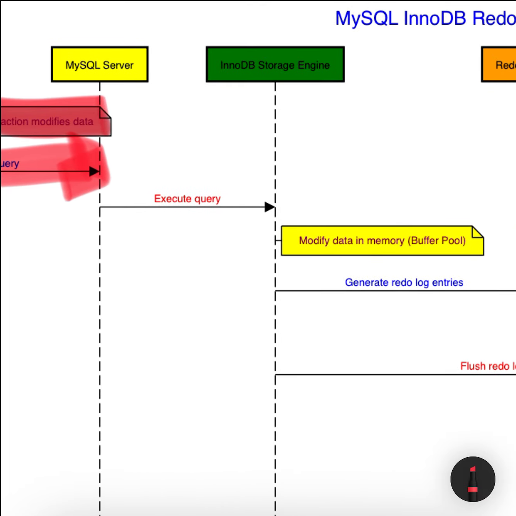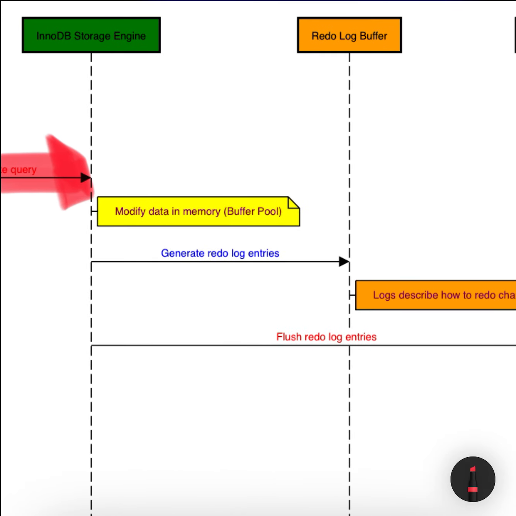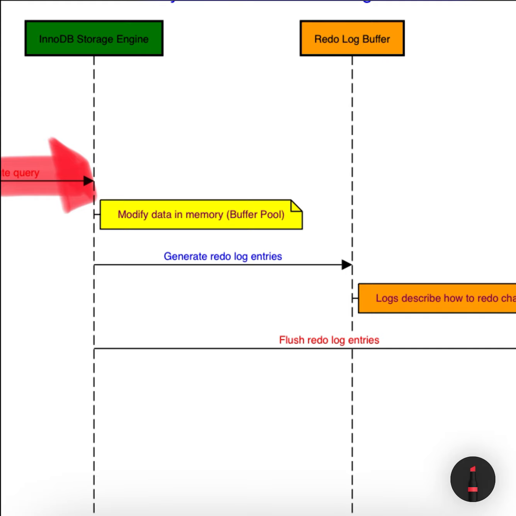Step 2. Query execution. The MySQL server processes the query. It passes the operation to the InnoDB storage engine, where modifications are performed on in-memory data structures, the buffer pool.